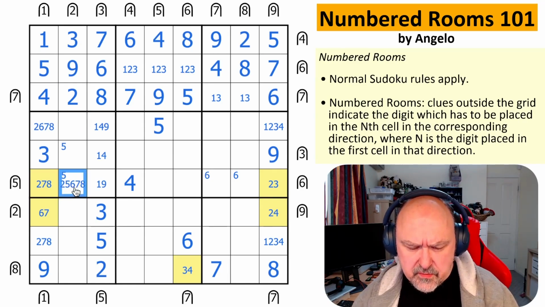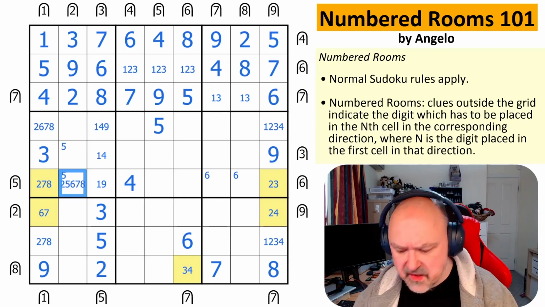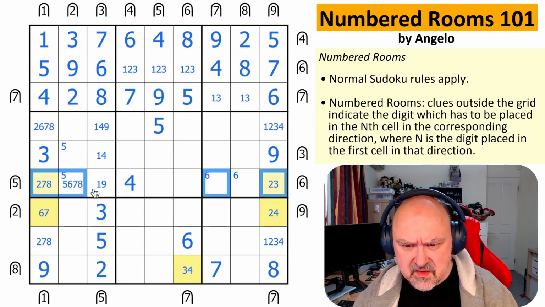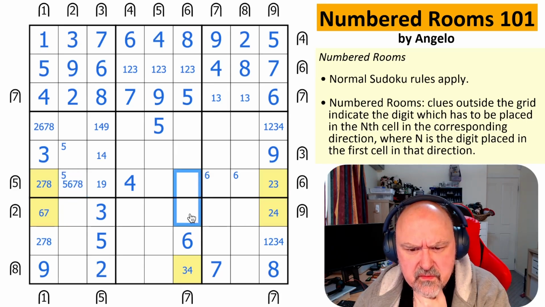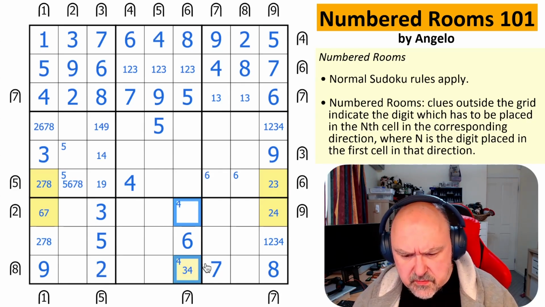Can't be 2. Hang on. Yeah, it can't be 2 because of that. For it to be 5, that is 2. That would be 3 and that would be 6. I don't see a problem there. For this to be 6... Seven is in one of... 4 is in one of these two.